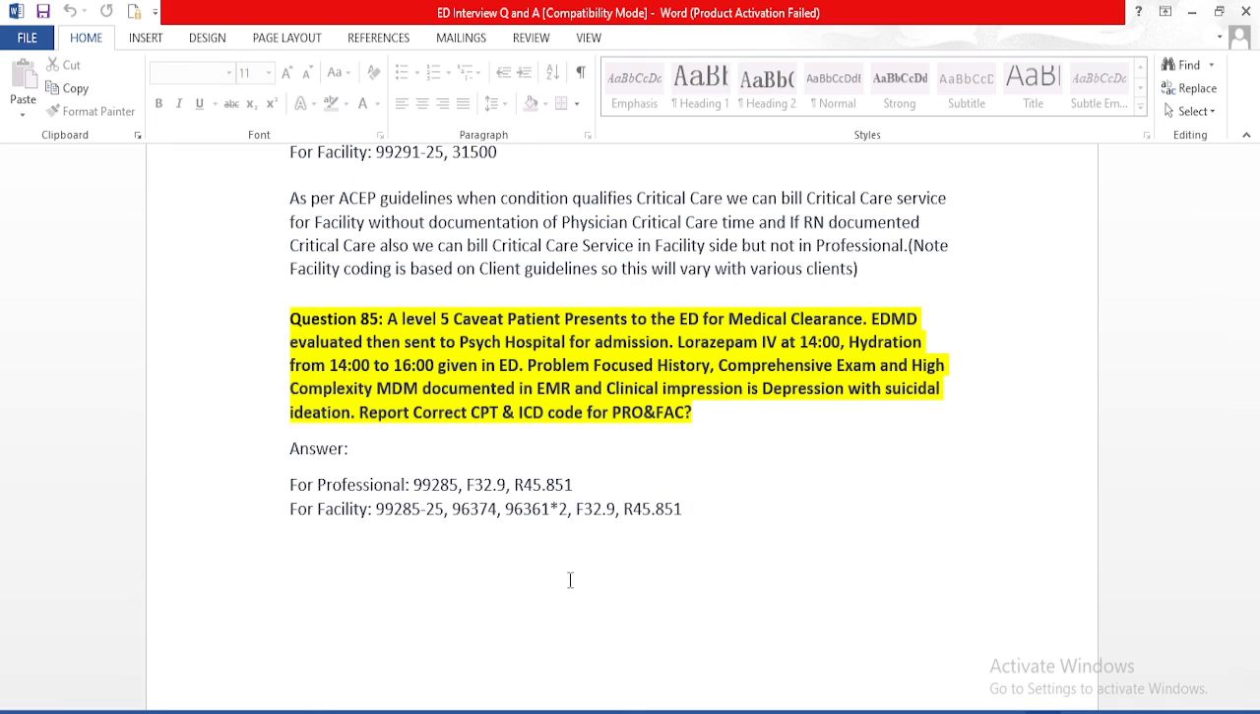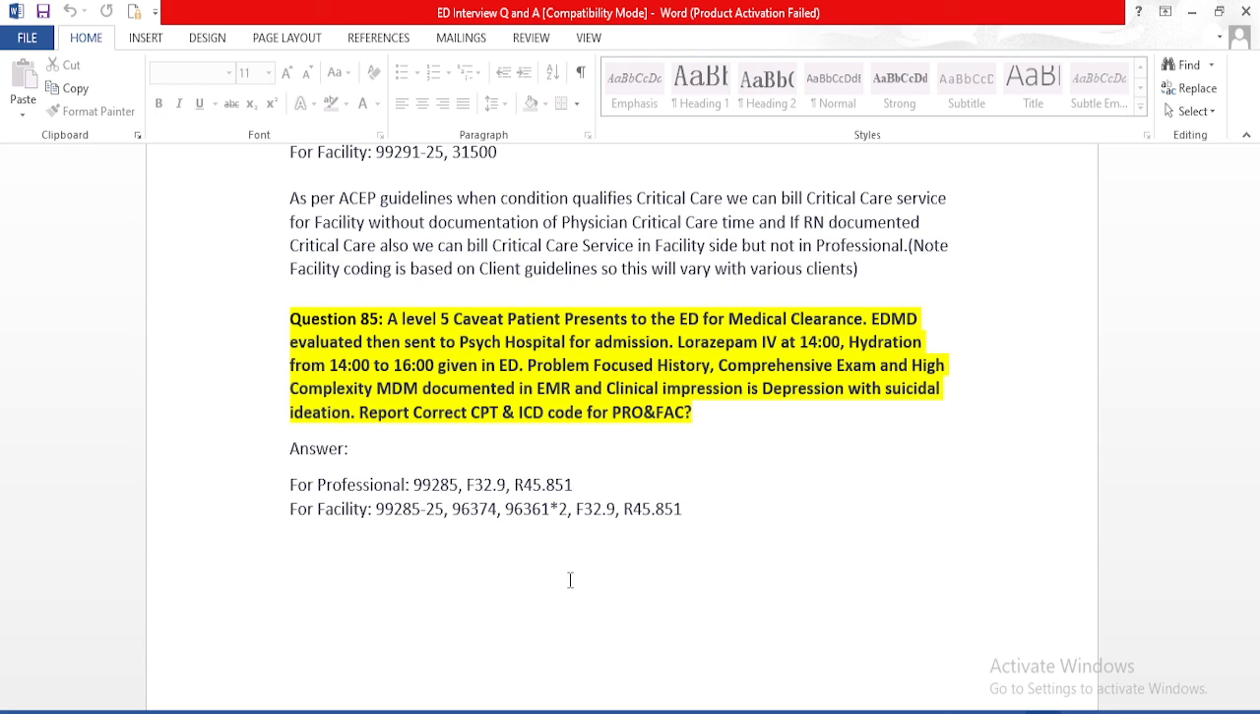So basically, as per ACEP guidelines, when a condition qualifies as critical care, we can bill critical care services for the facility without documentation of physician critical care time. And if an RN documented critical care, we can also bill critical care services on the facility side but not on the professional side. So basically, critical care services we can code on the facility but not on the professional side.